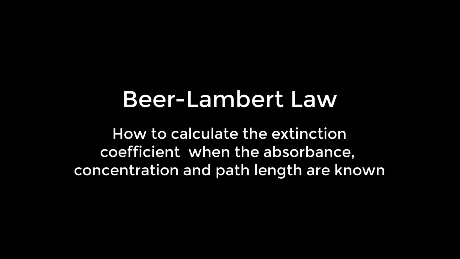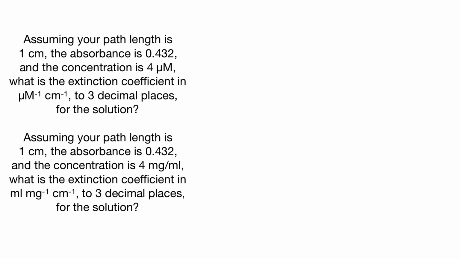In this video we're going to look at how to calculate the extinction coefficient for a solution when we know the absorbance, concentration and path length of the sample. Here we have two questions which are asking for the extinction coefficient to be calculated in two different sets of units. In one case it's per micromolar per centimetre, and in the other case it's mL per mg per centimetre.